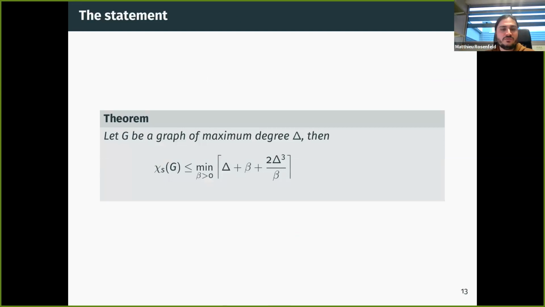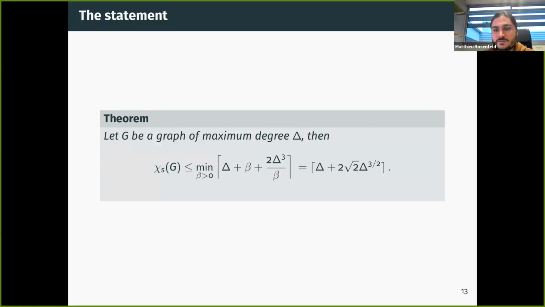Okay, so again, what we've proven is that the star chromatic number of G is at most delta plus beta plus 2 delta cubed divided by beta. And this is true for any positive value of beta. So we can try to optimize this, which in this case is not really hard, because you probably know that when you want to optimize something like that, you should take beta to be the root of 2 delta cubed. And so you get the following: the star chromatic number of G is at most this. And this is a proof which is much simpler than Esperet and Parreau's proof of the same result.